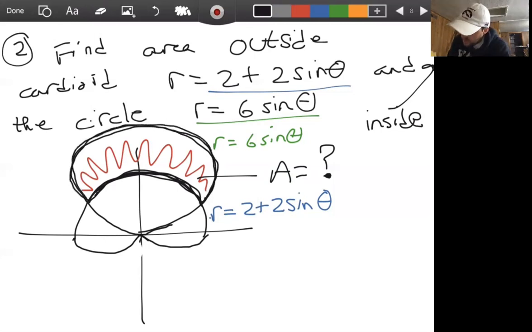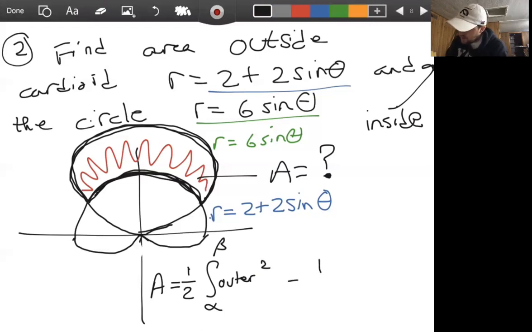So here we can say that the area is going to be 1/2 the integral from alpha to beta of the outer curve squared minus the integral of the inner curve squared, and then d theta.